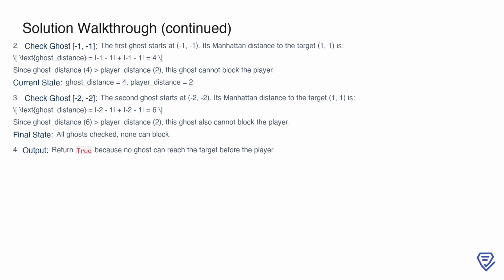Next, we look at the second ghost, which starts at -2, -2. Its distance to the target is calculated as 6. Once again, this is greater than the player's distance, so this ghost also cannot block the player. Since neither ghost can reach the target before or at the same time as the player, the output for this case is true. The player is able to escape successfully without any ghost interference.